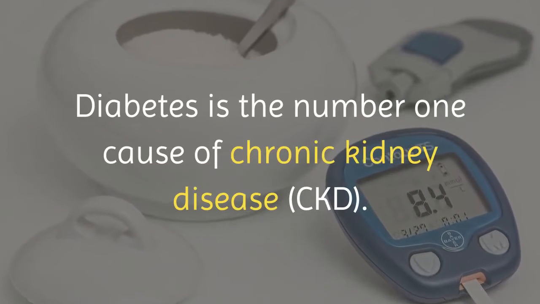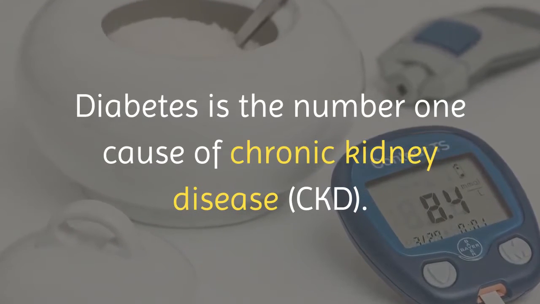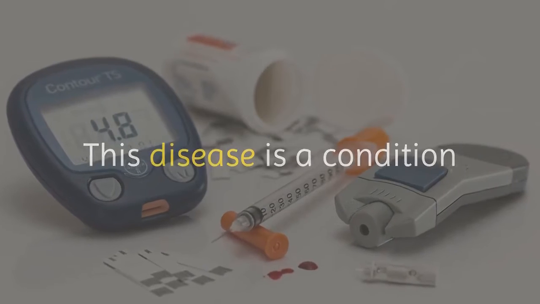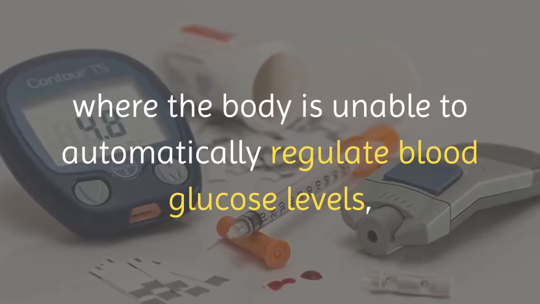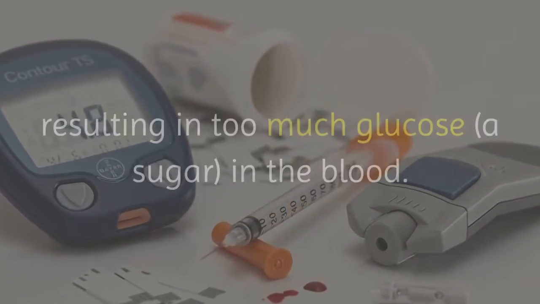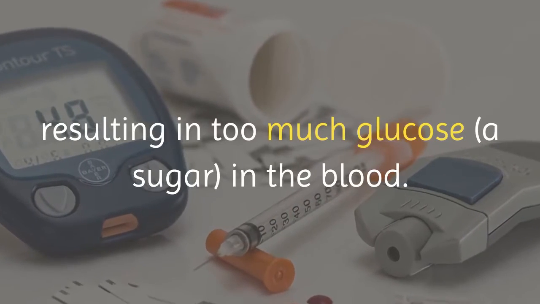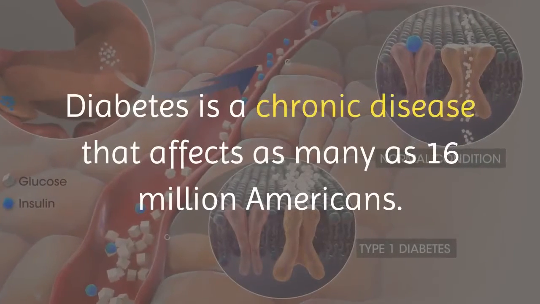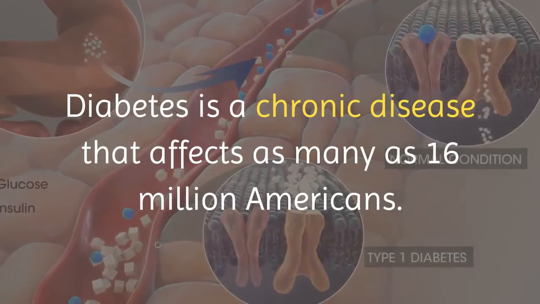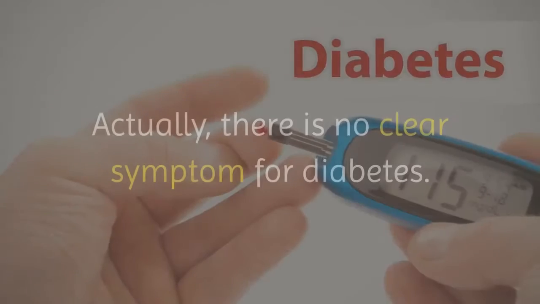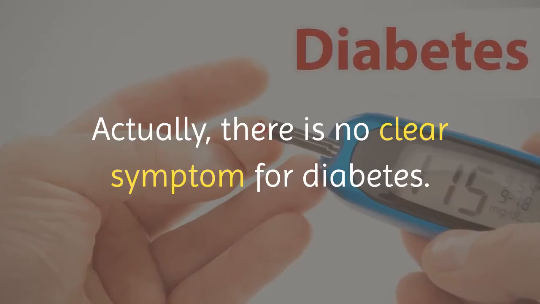Diabetes is the number one cause of chronic kidney disease (CKD). This disease is a condition where the body is unable to automatically regulate blood glucose levels, resulting in too much glucose, a sugar, in the blood. Diabetes is a chronic disease that affects as many as 16 million Americans. Actually, there is no clear symptom for diabetes.